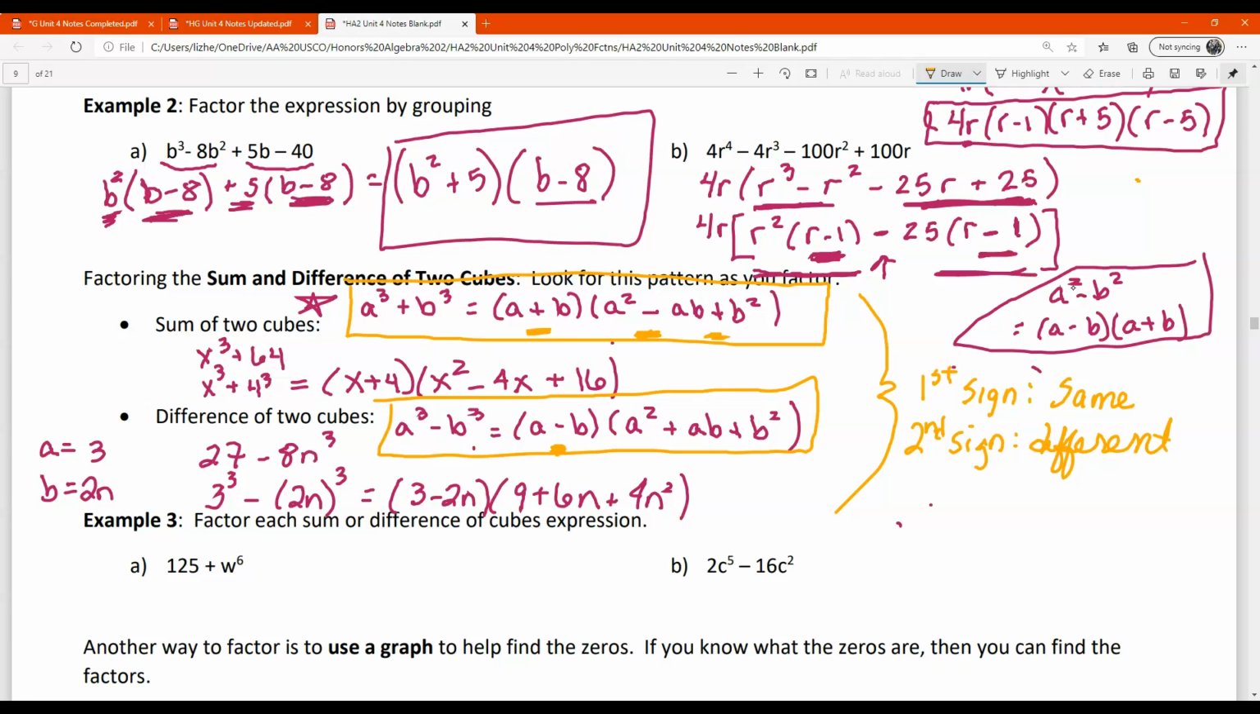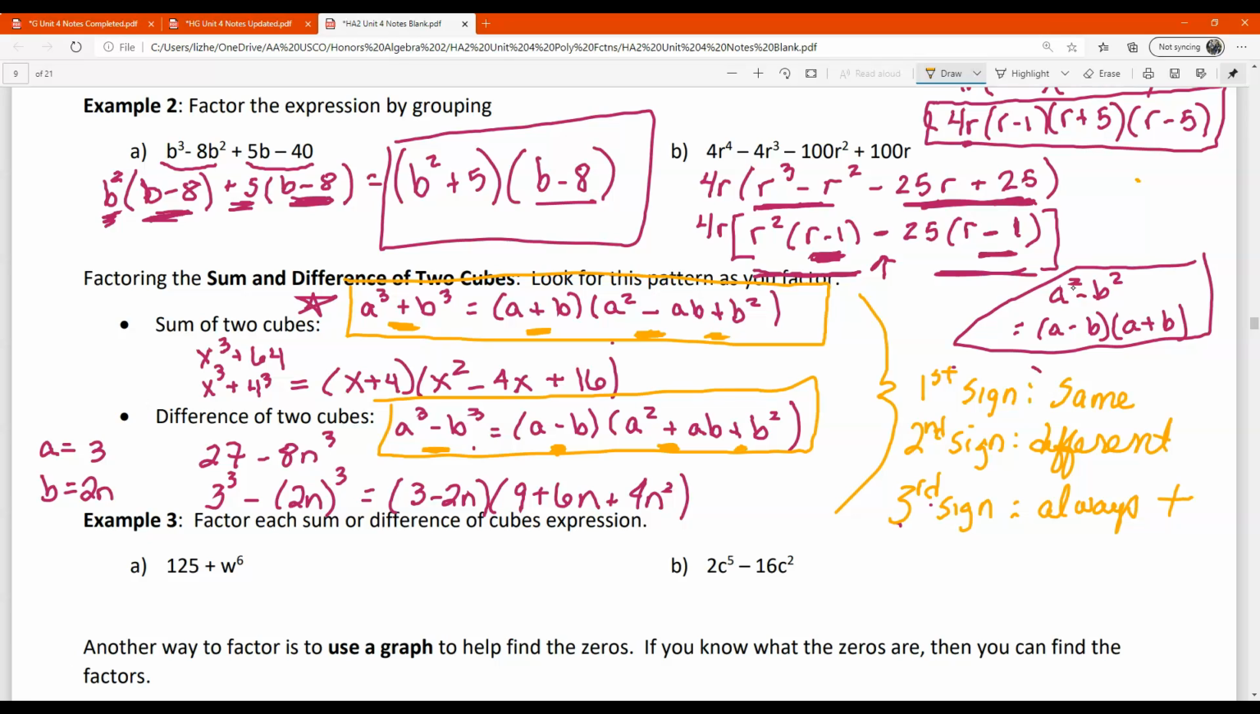So here I was doing the sum of cubes. The second sign is negative. Here I'm doing the difference of cubes. The second sign is positive. And then the third sign is always positive. So right here is always positive.